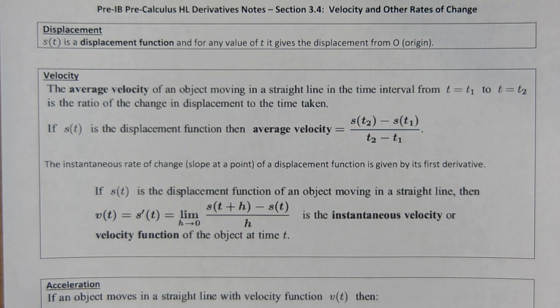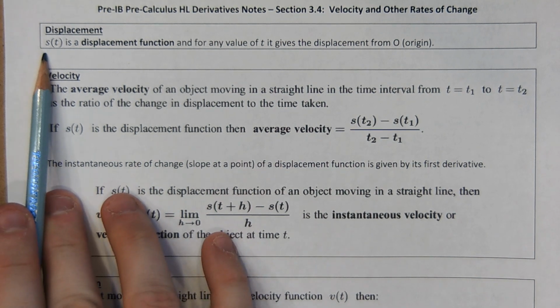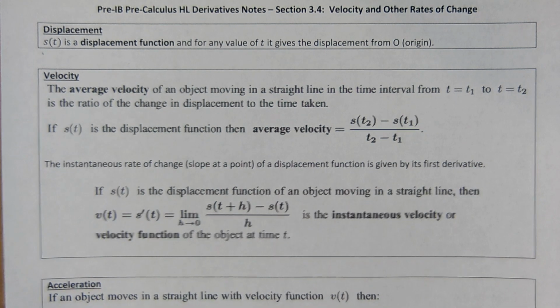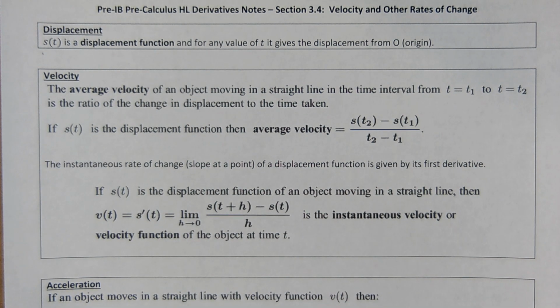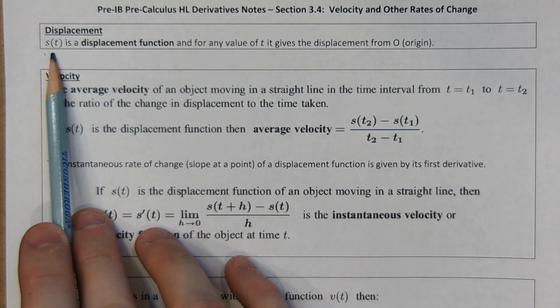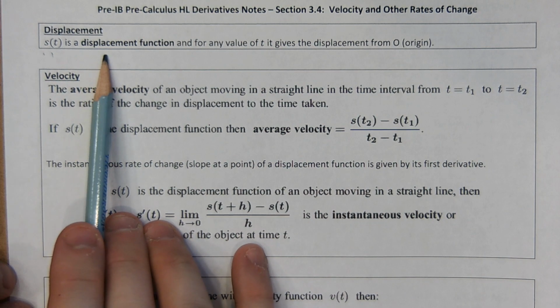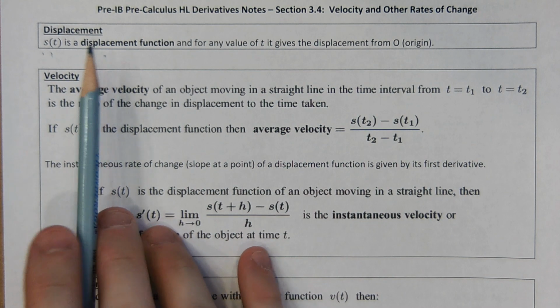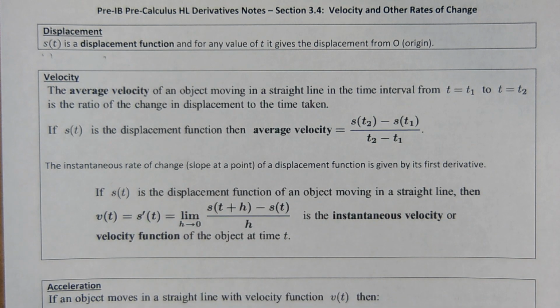The displacement function, unfortunately, is denoted with lowercase s of t, and I say unfortunately because it's kind of hard to tell the difference between a lowercase s and an uppercase s. Anyway, s of t, lowercase s of t, is a displacement function. And for any value of t for time, it's going to give us the displacement from the origin, meaning how far from the origin is it and in which direction. Positive, you know what, we'll get to that in a moment.